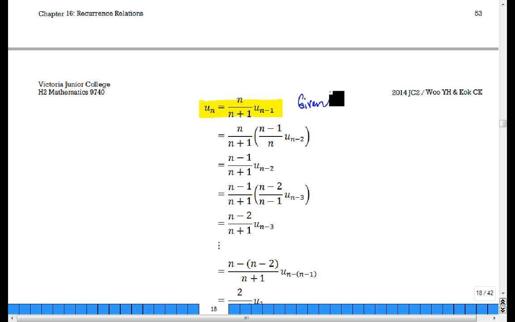Then what is U(n-1)? You repeat the recurrence relation on U(n-1). That means you use the recurrence relation to say U(n-1) is actually equal to (n-1) over n times U(n-2). This is using the recurrence relation as well, it's just that I replace the n with n minus 1. Follow so far?